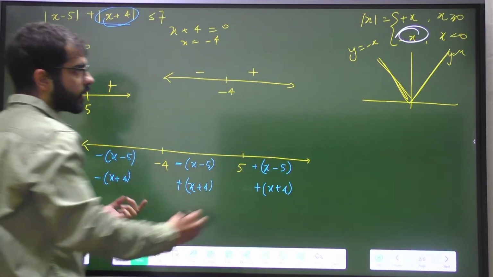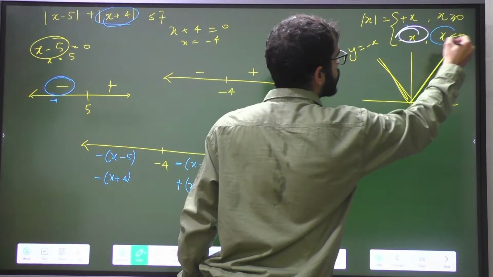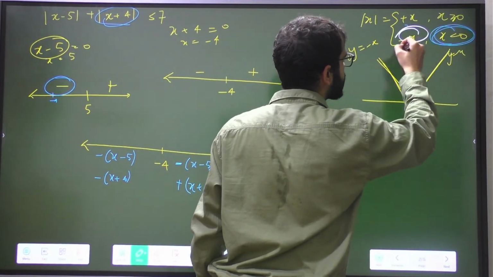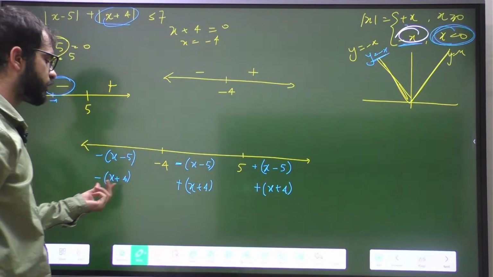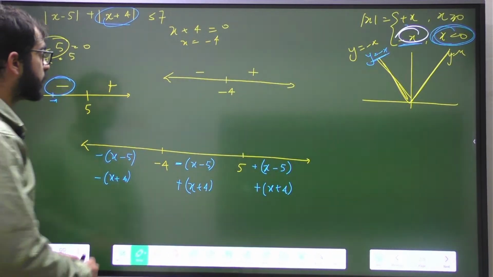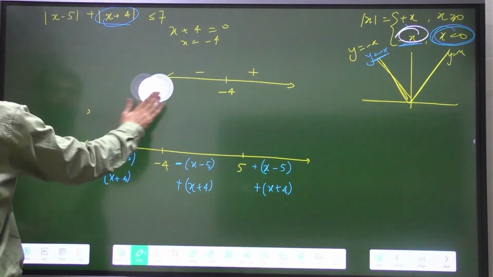Why am I doing that? Because when x is less than 0, then we use the line y equals -x. That is the reason why in front of f of x I have to put a negative sign. Now I'll move this upward so that I can solve this question.